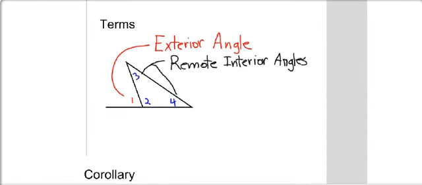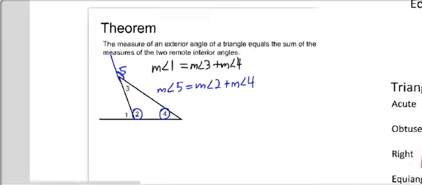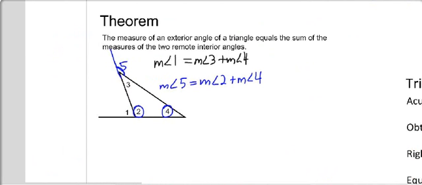Then we started looking at this exterior angle. In this case, it's the angle 1 in red, and then how that relates to the remote interior angles, in this case 3 and 4. Well, as a matter of fact, they're the same. The measure of angle 1 equals the measure of angle 3 plus 4. So 1 is the sum of the remote interior angles. The exterior angle is the sum of the two remote interior angles.